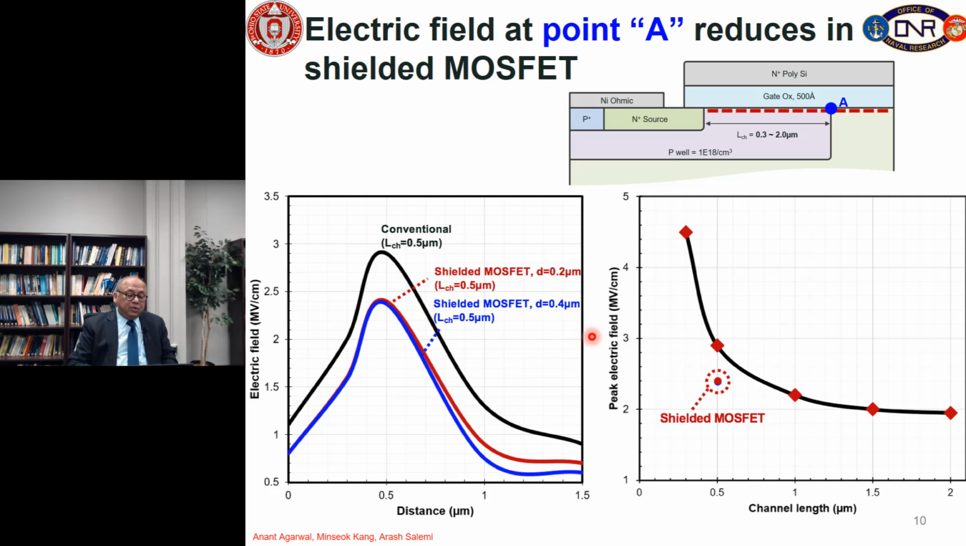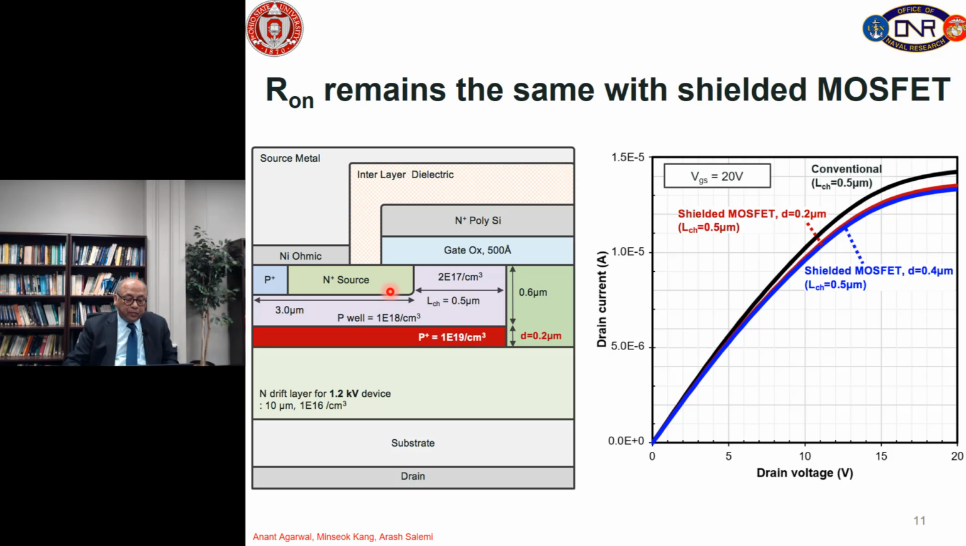And that's the same thing shown here. The electric field at point A has been reduced by about 0.5 megavolt per centimeter. So that helps reduce the short circuit current and therefore increase the short circuit time.